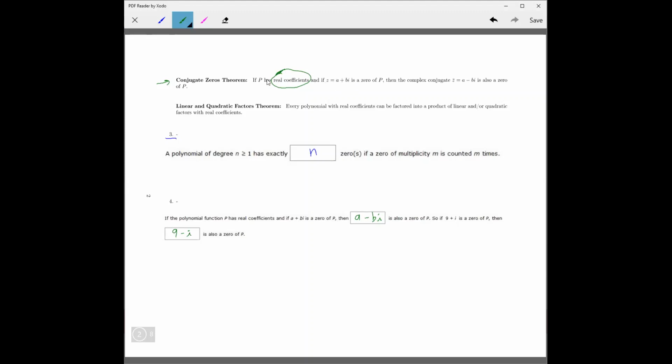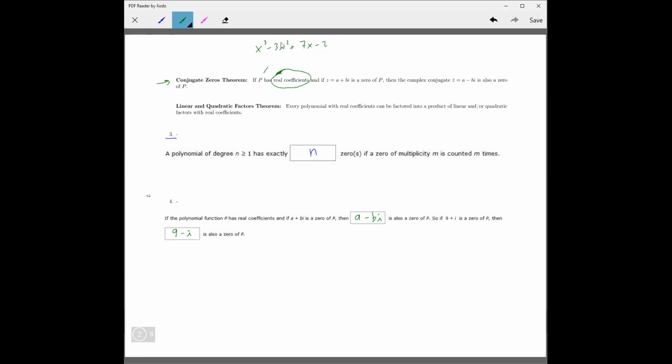If it has real coefficients, that means, for example, if your polynomial is x cubed minus 3x squared plus 7x minus 2, these are all real numbers. The coefficients are 1, -3, 7, and -2, and they're real numbers. Okay? So if you have a complex zero of this, then its conjugate is also a zero.